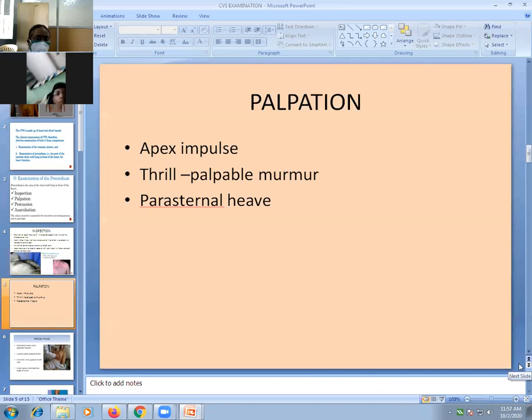Now, palpation. You have to palpate the apex impulse. Second, you have to palpate for murmur. If a murmur is palpable, it is called a thrill.